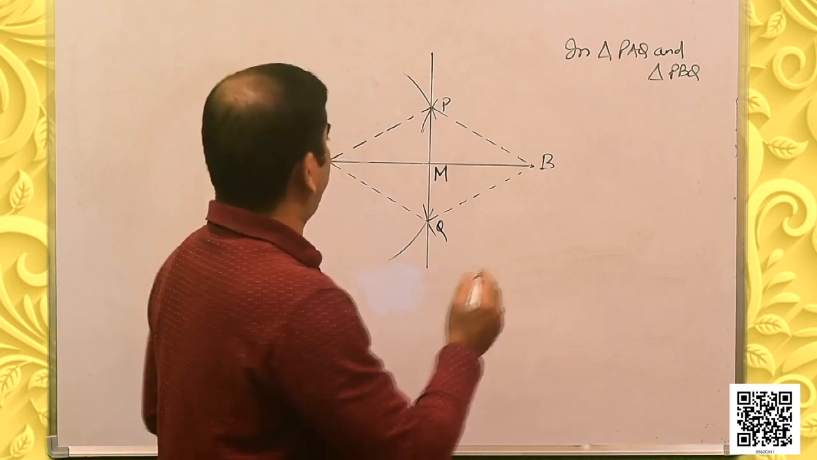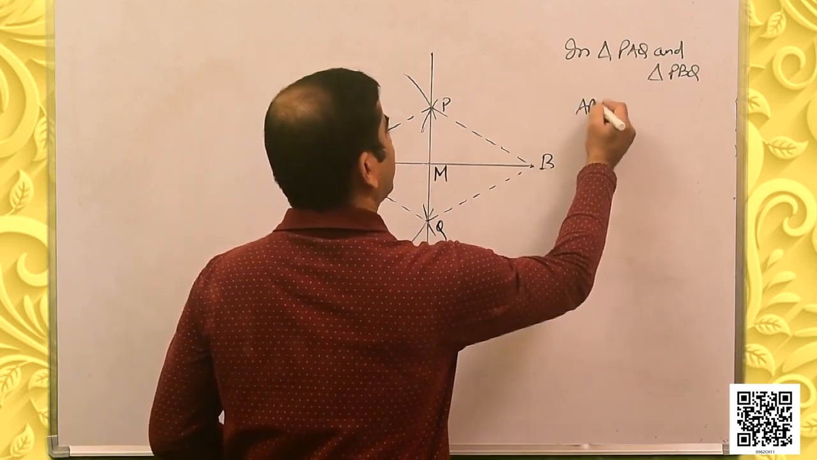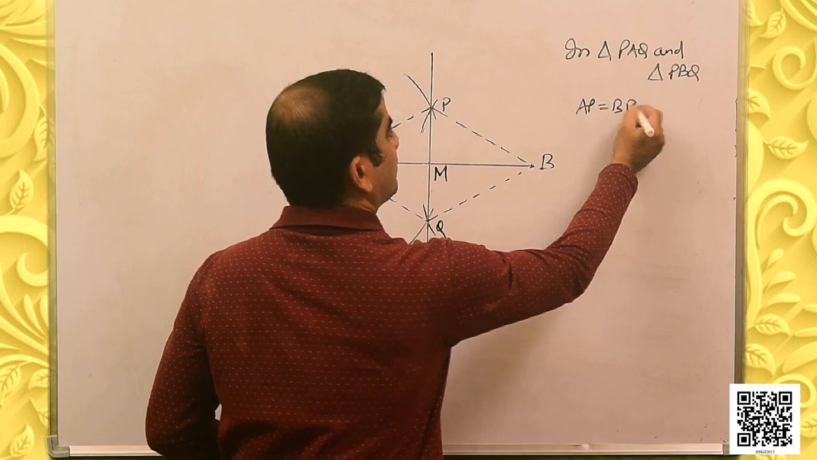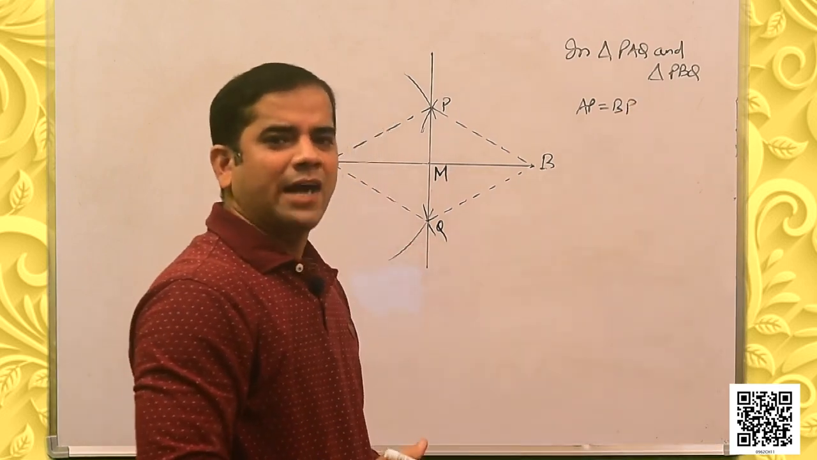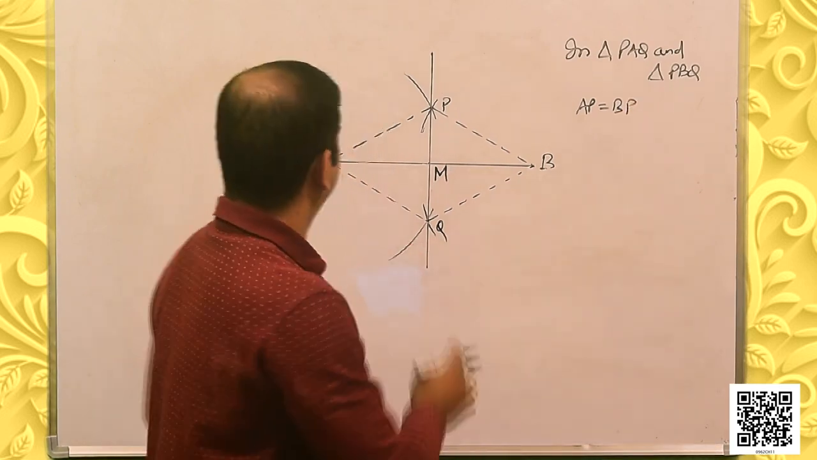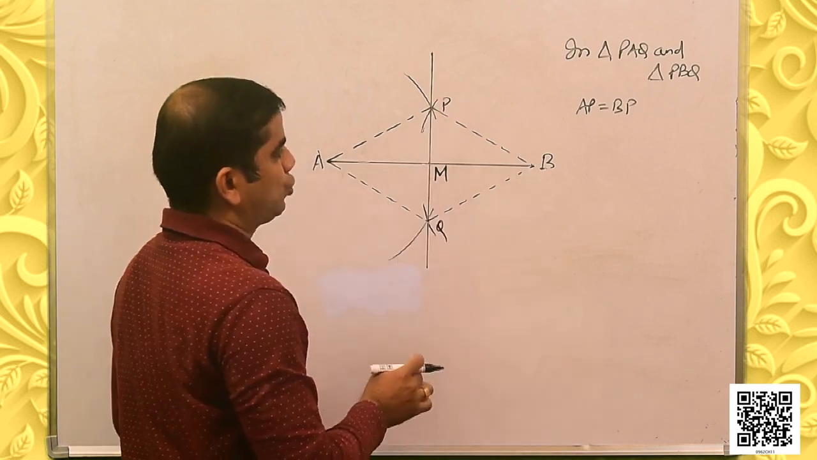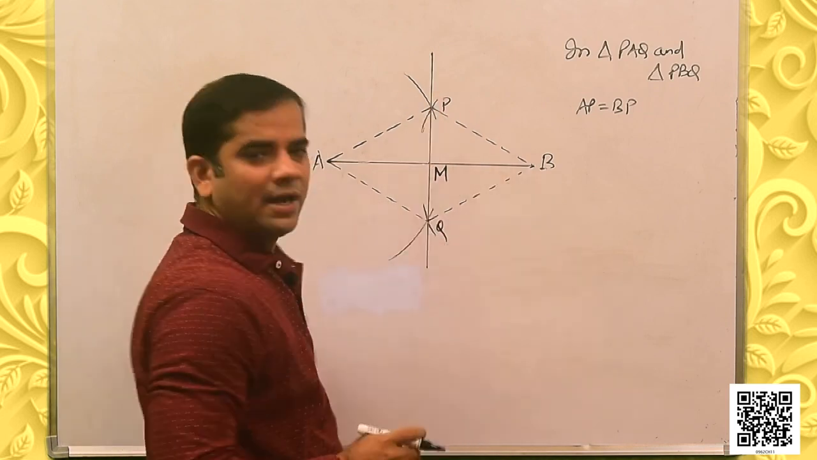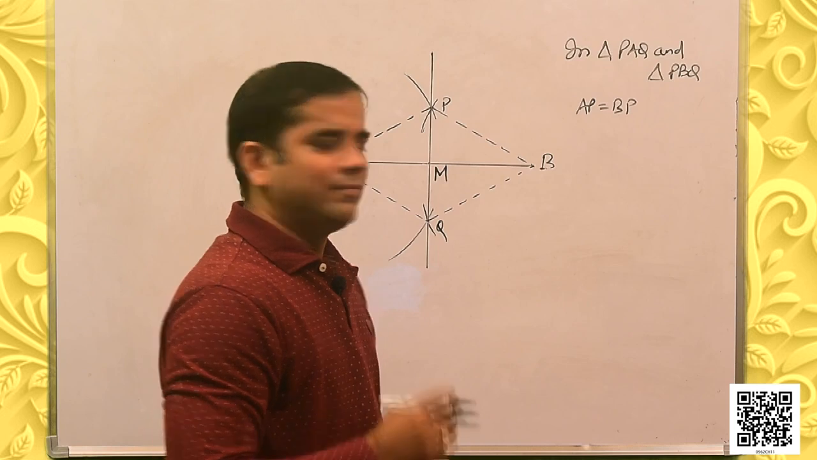So in triangles PAQ and PBQ, AP is equal to BP. Why? They are arcs of equal radii.